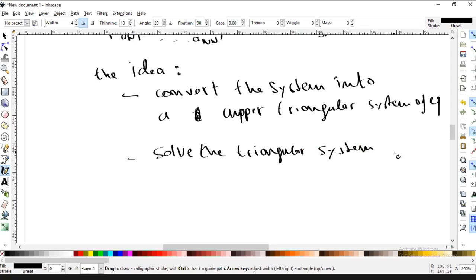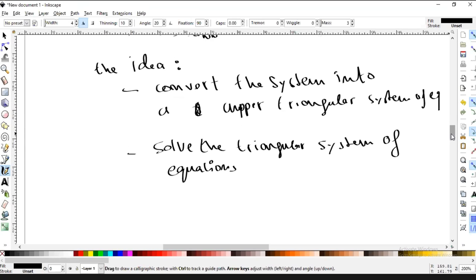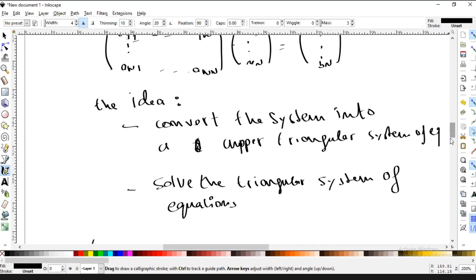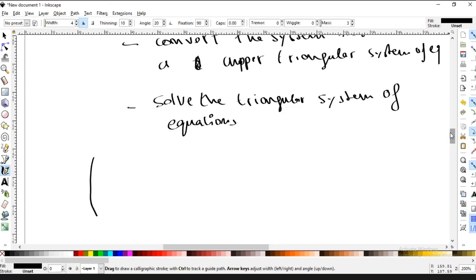So this is a two-step process. First, we have to convert the system into a triangular system, and then solve the triangular system of equations. All right. So how do we convert the system? Suppose that we have, let's augment the matrix.